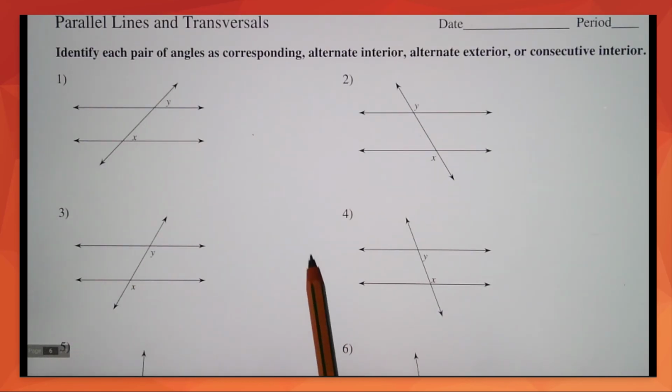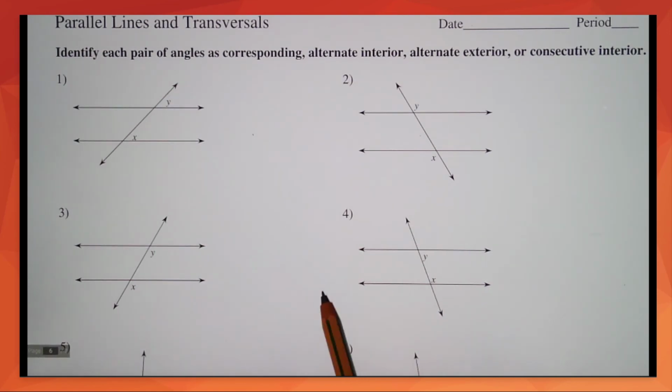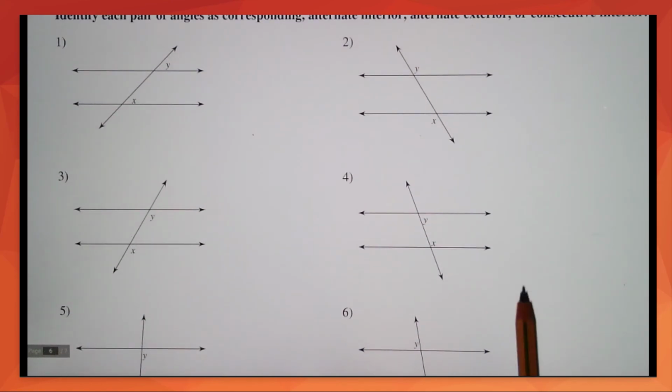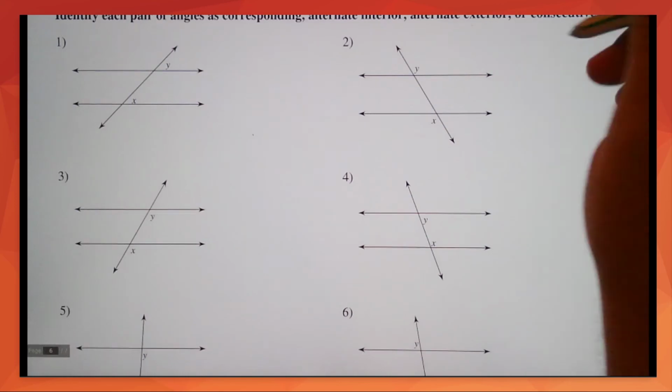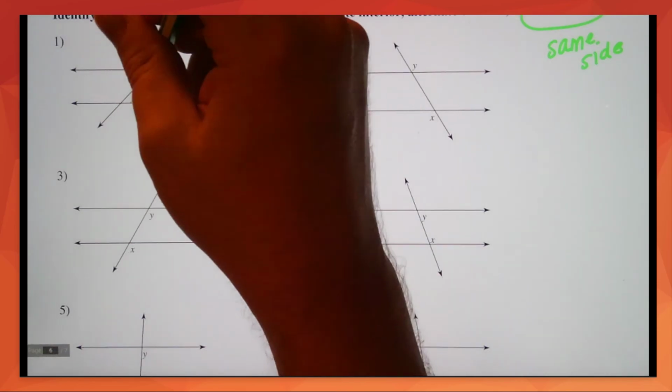In the first page, you're just defining the ones that have a letter next to them, right? They're giving you a pair of angles. These are all parallel lines cut by a transversal, and they are asking you to define, what are these? Are they corresponding? Are they alternate interior? So this terminology, consecutive interior, is same side interior. And alternate exterior, we didn't really talk about that, but it's a pretty easy definition.